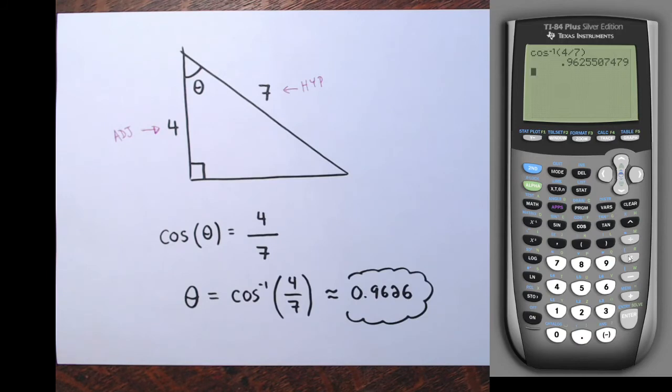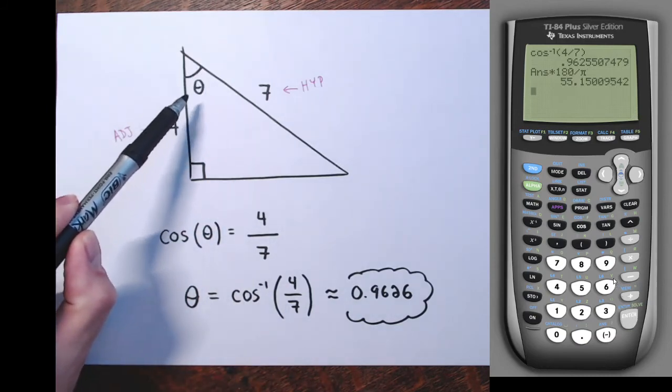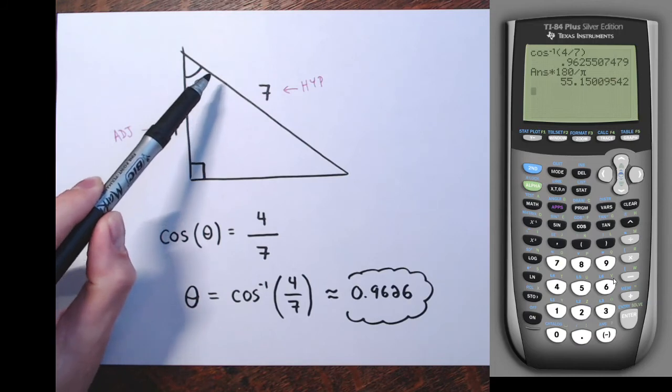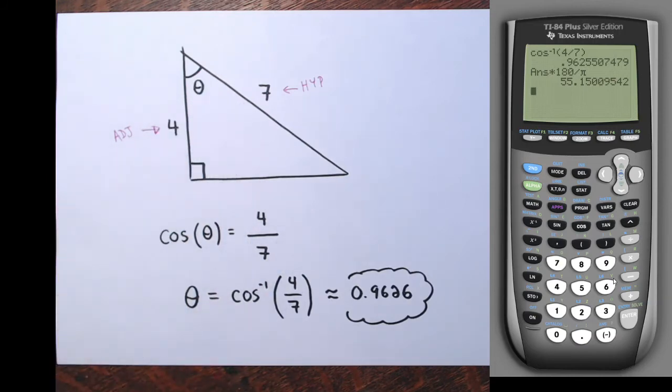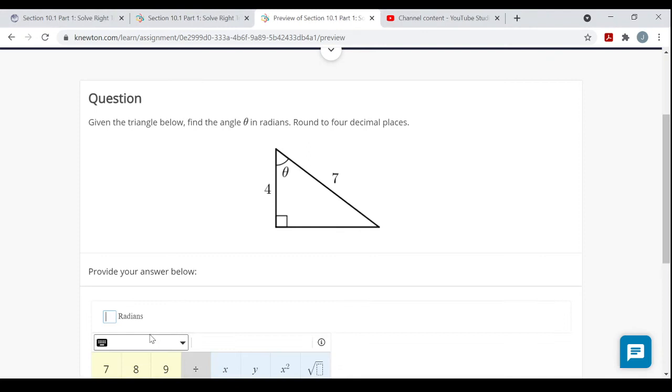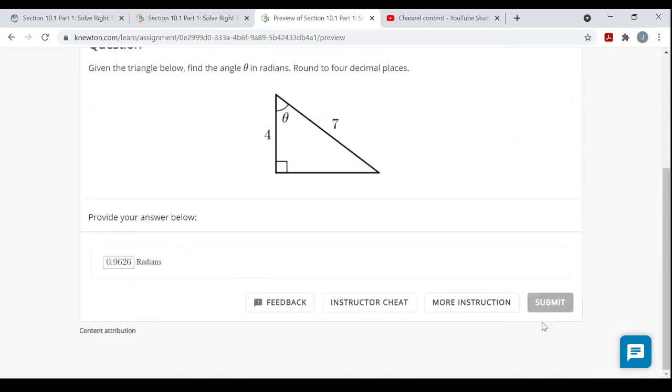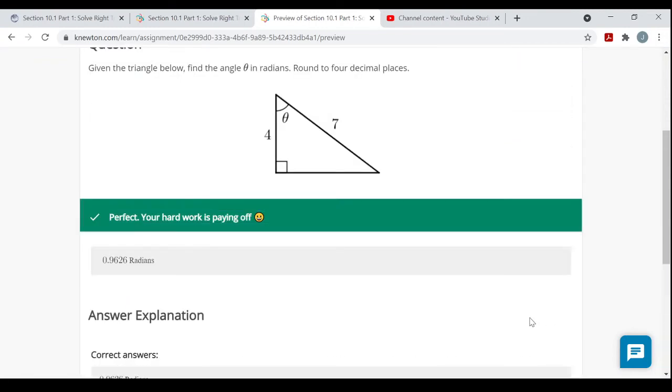And to see how many degrees that is, if you want, I multiply by 180 over pi. Remember that conversion factor from radians to degrees. So this angle is about 55 degrees. This measure would be about 55 degrees, but again, we're asked to enter that in radians. So I'm going to go back and enter 0.9626. Simple as that.